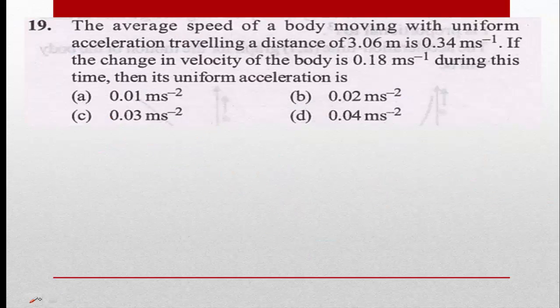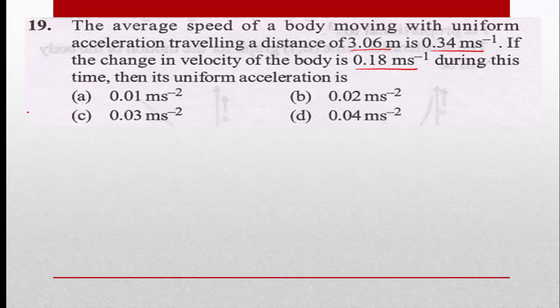And the next question, that is question number 19. The average speed of a body moving with uniform acceleration, traveling a distance of 3.06 meter, is 0.34 meter per second. If the change in velocity of the body is 0.18 meter per second during this time, its uniform acceleration is, during this time the uniform acceleration is.